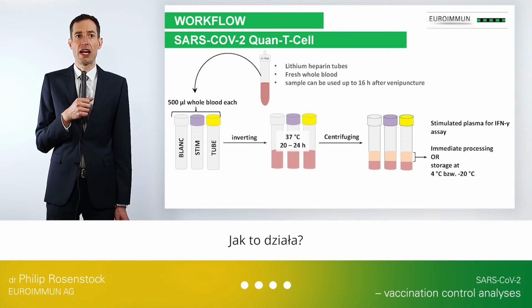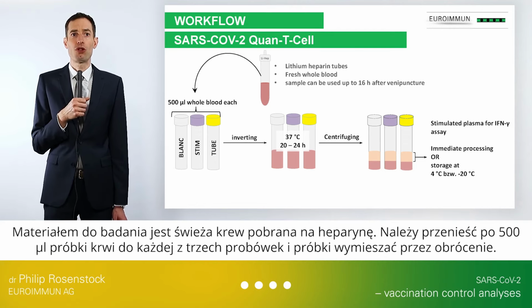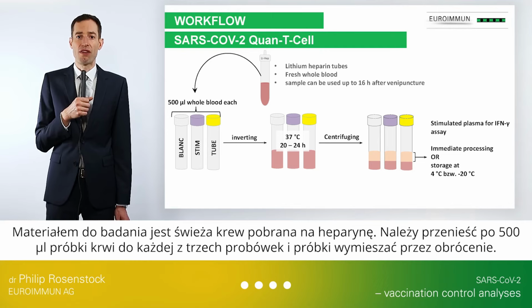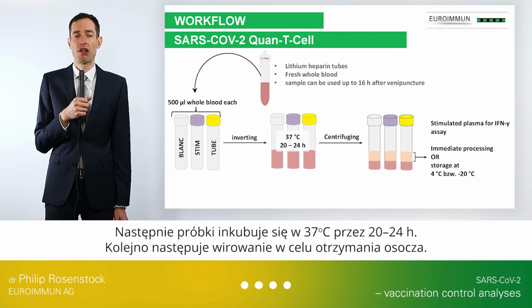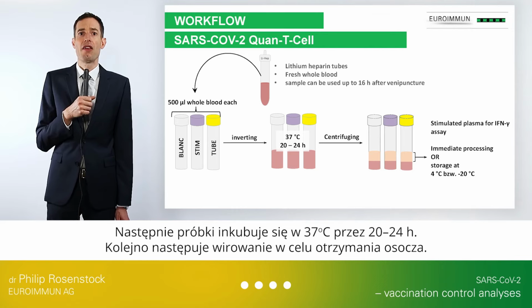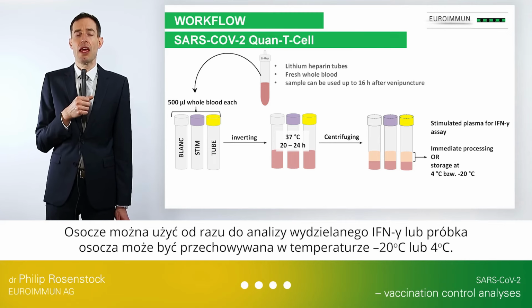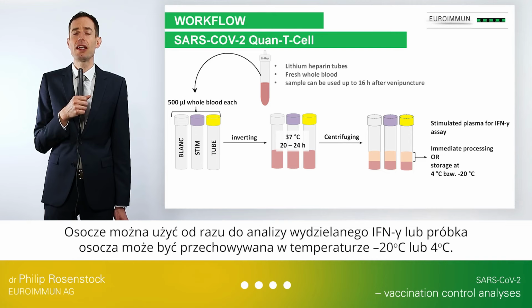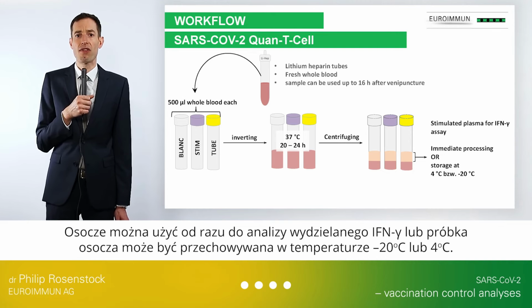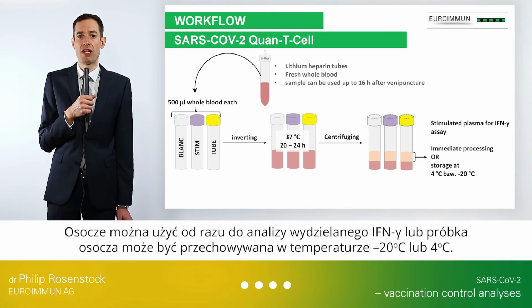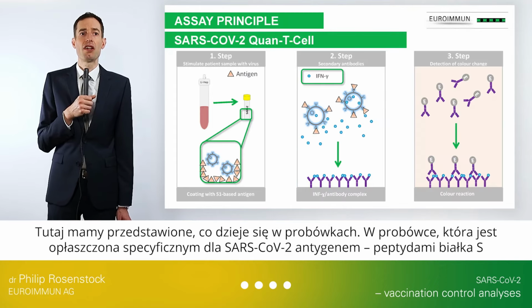So how does it work? Again, you take fresh heparin tubes, you transfer 500 microliter each to the 3 tubes, invert them, and incubate at 37 degrees for 20 to 24 hours. Then you use centrifugation or let it stand in order to obtain serum. And this serum can be used immediately for interferon gamma analysis, or it can be stored at minus 20 or 4 degrees.